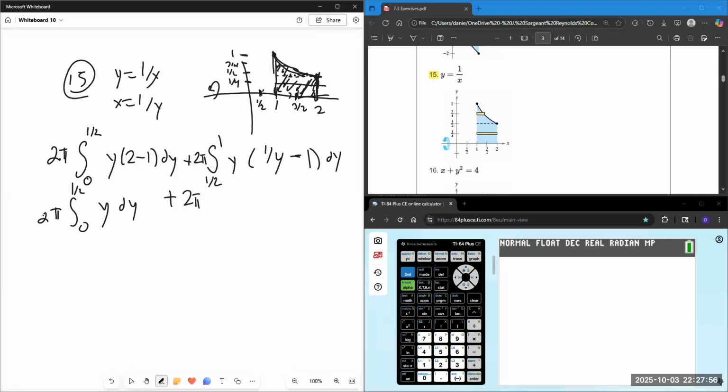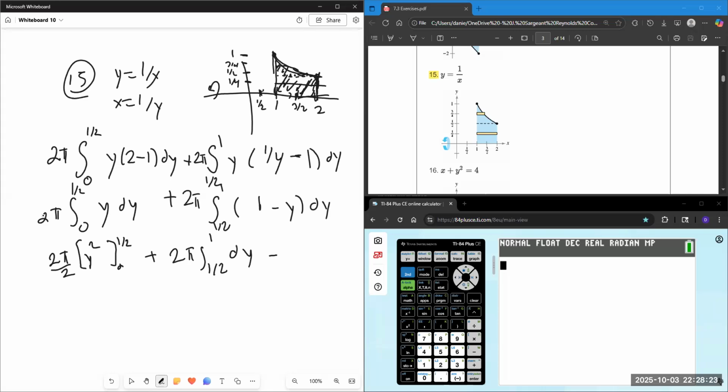plus 2 pi, 1/2 to 1. This is where I want to distribute 1 minus y dy. There we go. 2 pi y squared over 2, 0 to 1/2 plus 2 pi, 1/2 to 1, dy minus 2 pi, 1/2 to 1, y dy.